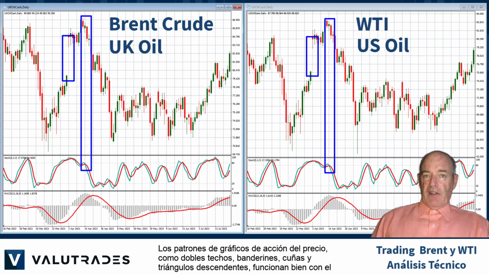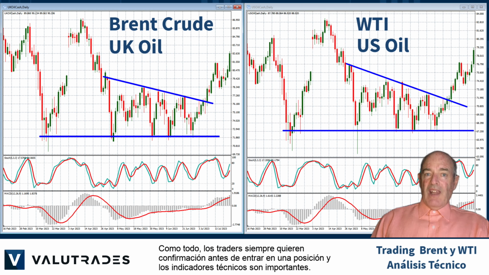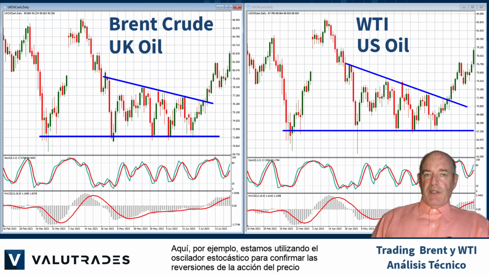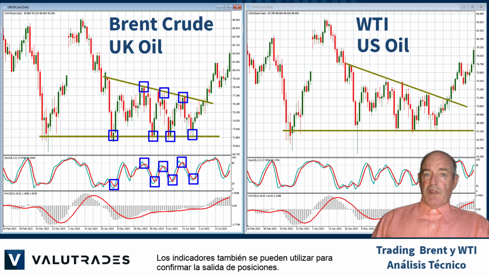Price action chart patterns like double tops, pennants, wedges, and descending triangles all work with crude oil. Like anything, traders always want confirmation before they open a position, and technical indicators are important. Here, for example, we are using the stochastic oscillator to confirm the reversals of price action off a level of support and off the upper trend line. The indicators can also be used to confirm the exiting of positions as well.